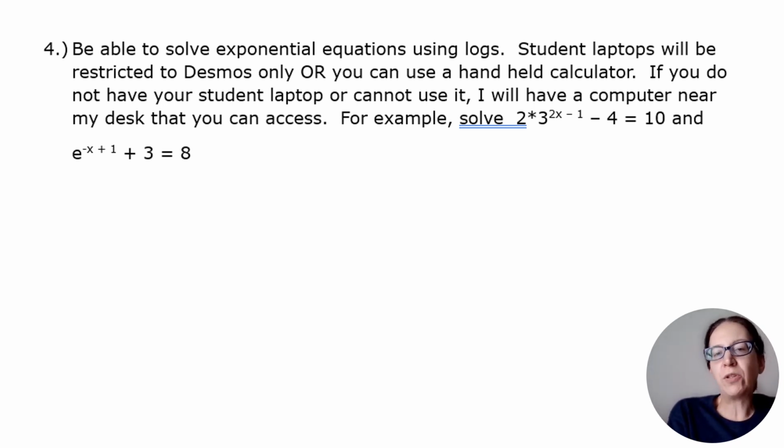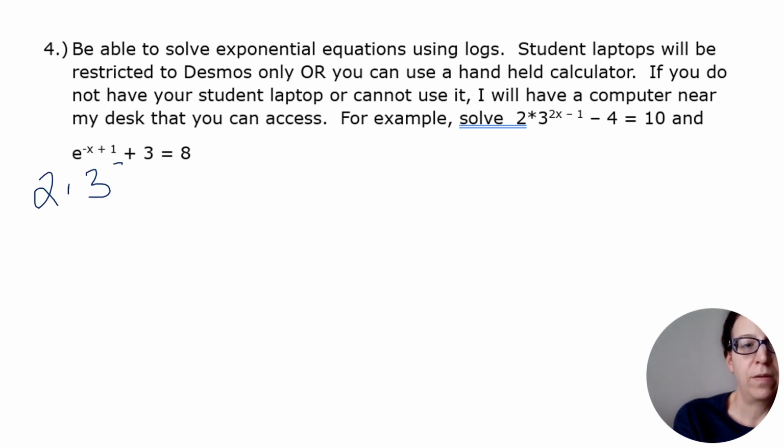So for example, solve 2 times 3 to the 2x minus 1, minus 4 equals 10, and e to the negative x plus 1, plus 3 equals 8. Pause the video, try to work these out on your own, and then unpause it, and we will go through them together.